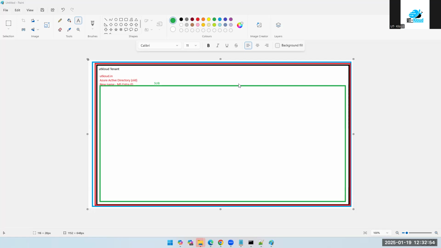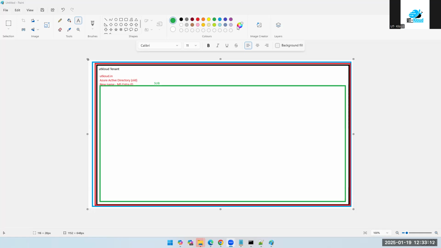So the red one is showcasing your Entra ID. The black line is showcasing your tenant. The blue line is showcasing the whole Azure. We will definitely have other companies also, which we saw in the previous example, but here we are talking about one so we can understand the hierarchy.